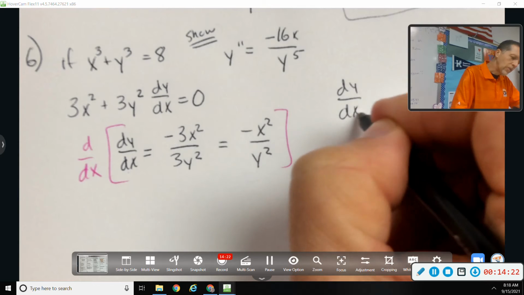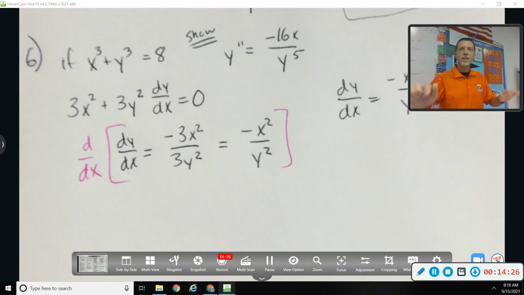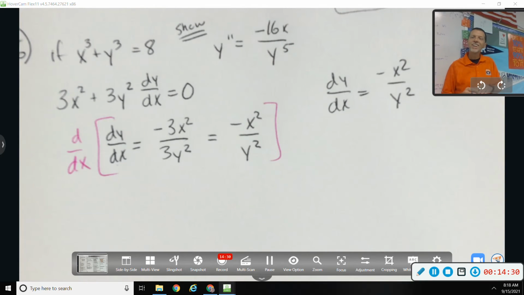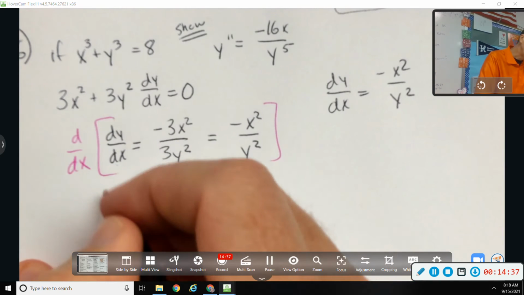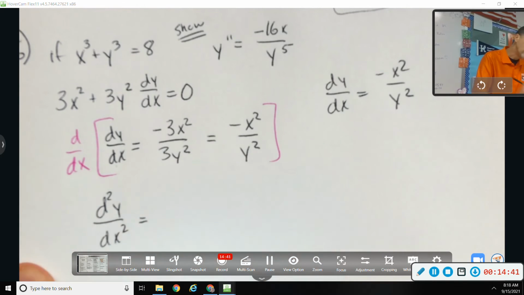So first derivative is negative x squared over y squared. There you go. But I can't stop there because it tells me to find the second derivative. Why do you put the brackets around the whole thing? Because I have to take the derivative of both sides. So the left-hand side becomes, here's your favorite symbol, there's the second derivative.